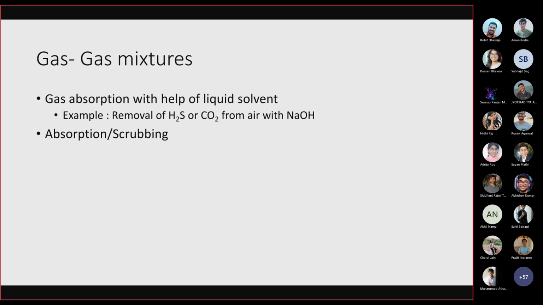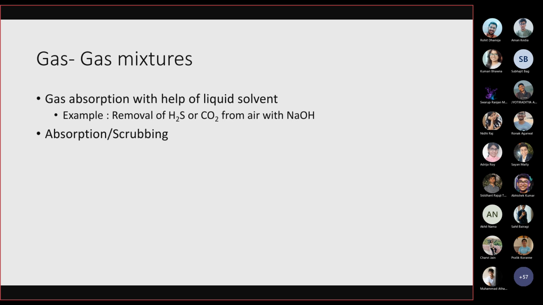So when we have gas-gas mixtures, the most popular method is gas absorption. Gas absorption is the most popular method of all to separate gas-gas mixtures, right? How do we do absorption? I'm sure you are aware of it.